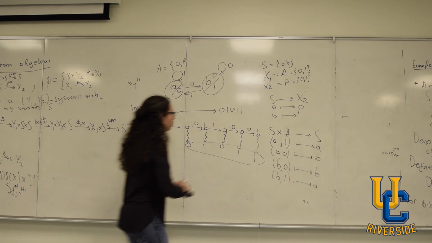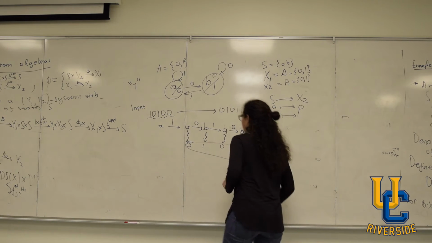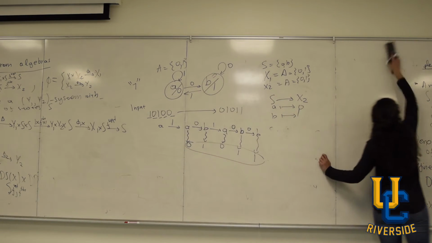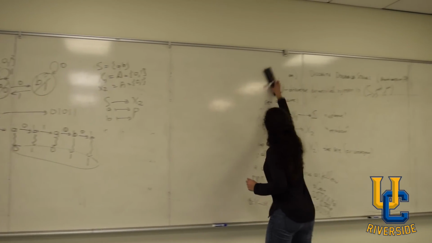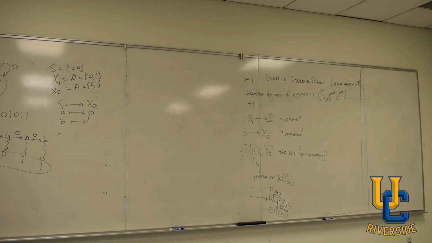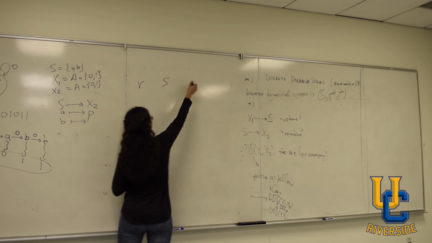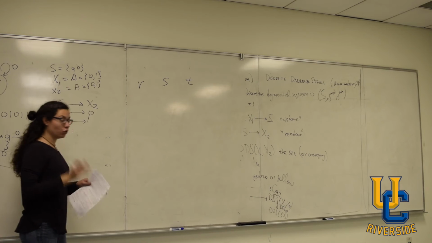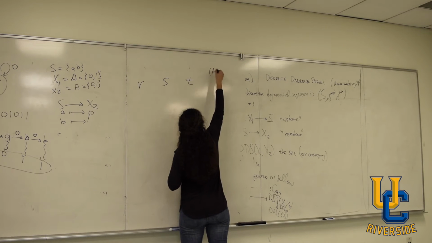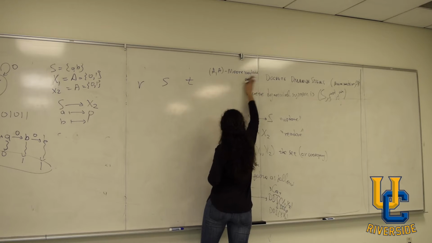I'm going to erase the things on the right so I have more space. I'm going to have three states, R, S, and T. Like before, I'm supposed to straight away give you their output. So this is again a Moore machine, or discrete dynamical system, they're the same.